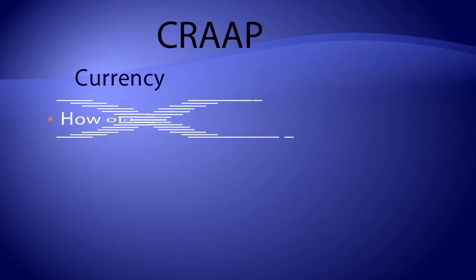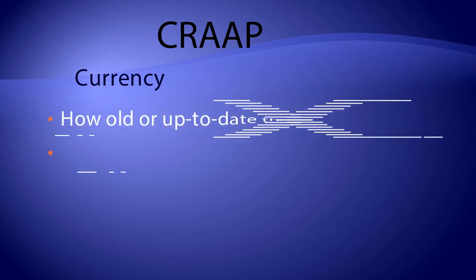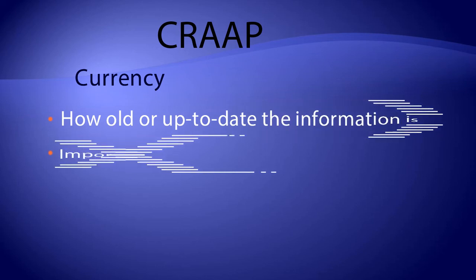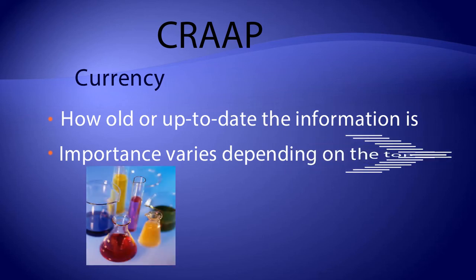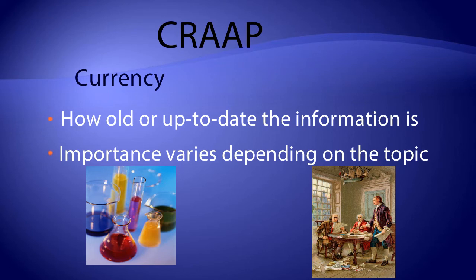CRAP uses a series of acronyms to stand for concepts that you can use to evaluate a web resource. The C in CRAP stands for currency. This refers to how old or up-to-date the information on the website is. The importance of finding up-to-date information will vary depending on your topic. For instance, if you are researching a science, technology, or business topic, having the latest information is important. Whereas, if you are researching a topic in history, philosophy, or literature, very current information is not essential.